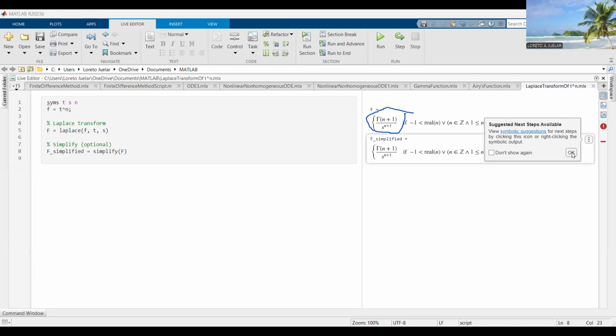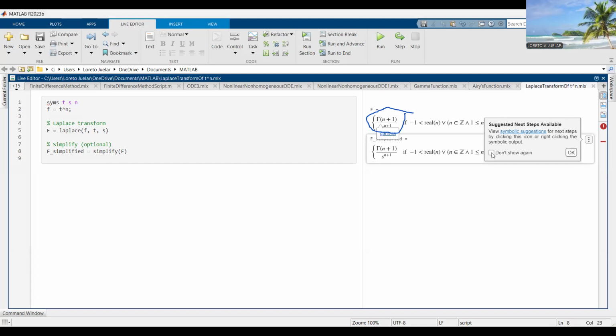Now, negative 1 is less than the real value of n, or n is an element of the integers, intersected with 1 less than or equal to n. Or we have negative 1 less than the real part of n, or n is an element of the integers, the union of the real part of n and n as an element of the integers, with the intersection 1 less than or equal to n.